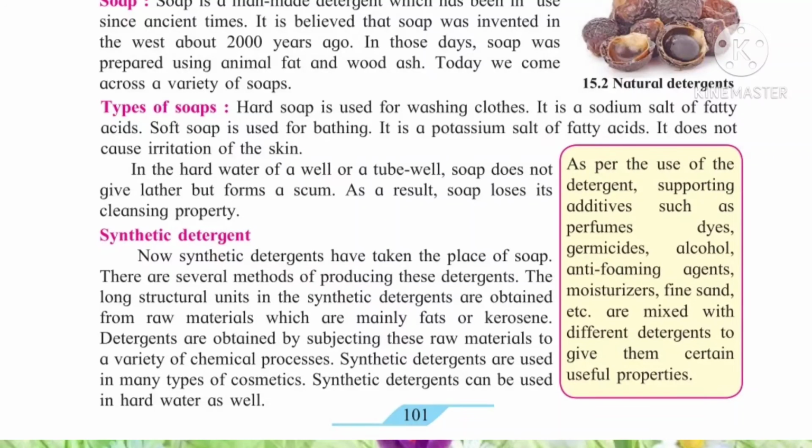Understood everyone? So this is about today's part. I think everyone has understood the working of soap, detergent and their types. So everyone read the lesson properly, write down the new words in your CW, okay, and complete your CW up to lesson number 14. Okay, thank you.